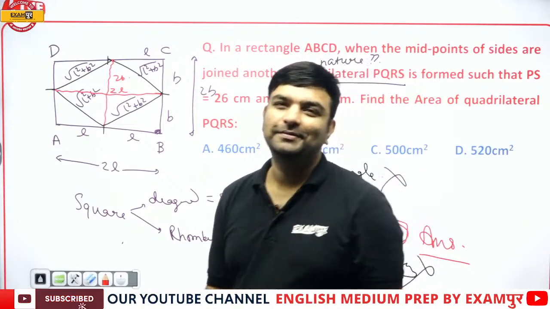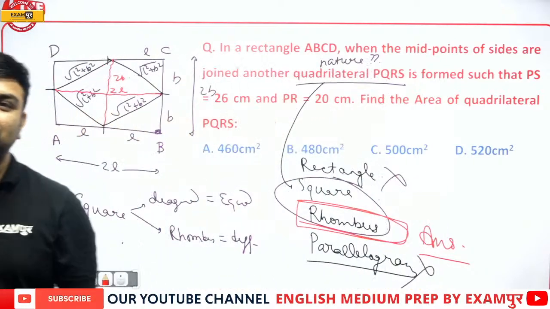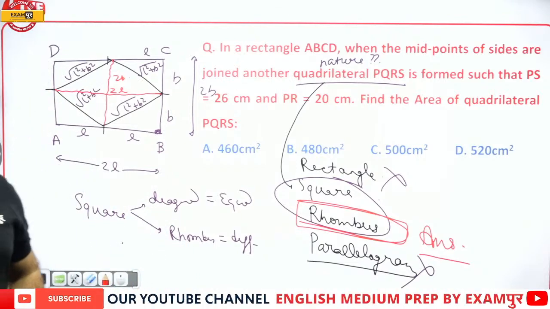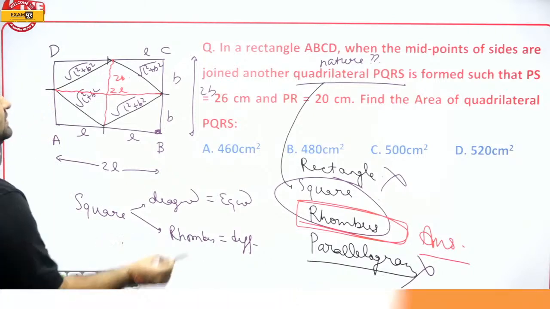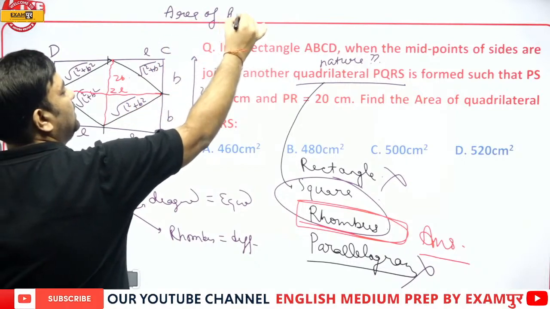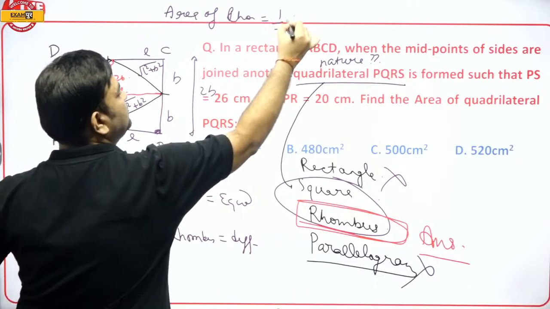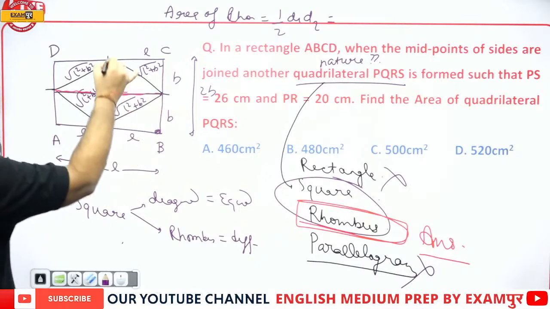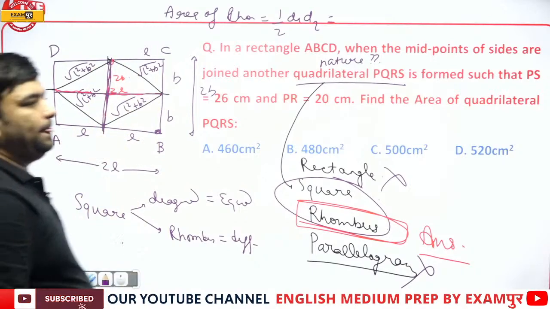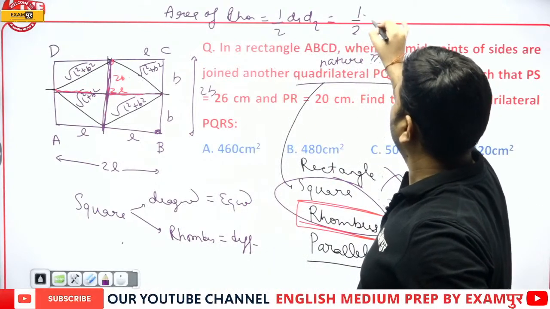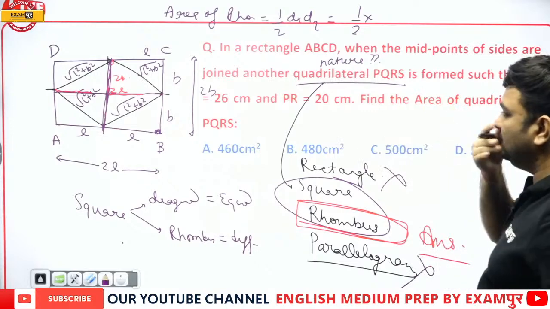Cool, guys. And how to find the area of a rhombus? The area of a rhombus is half d1 d2. One of the diagonals is the length of the rectangle, another diagonal is the breadth of the rectangle.